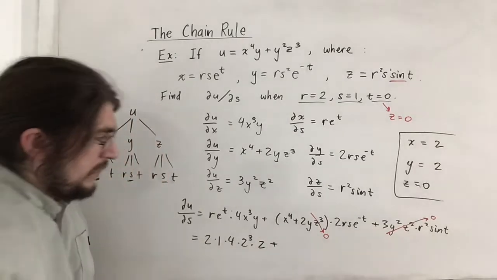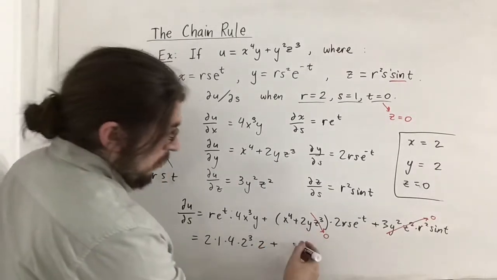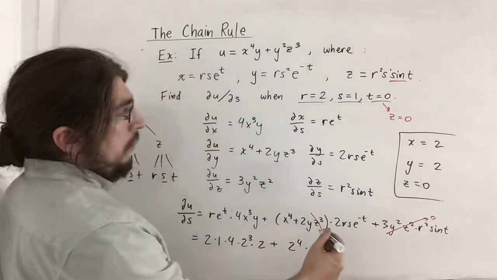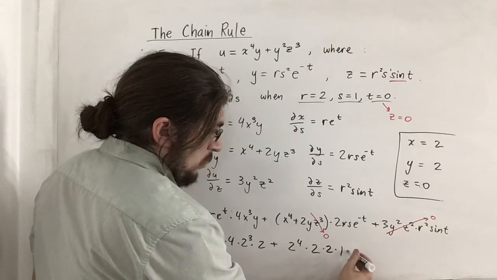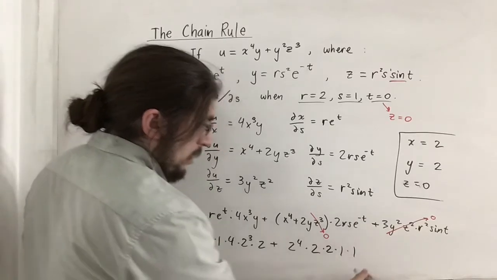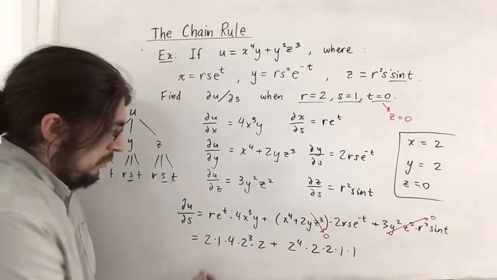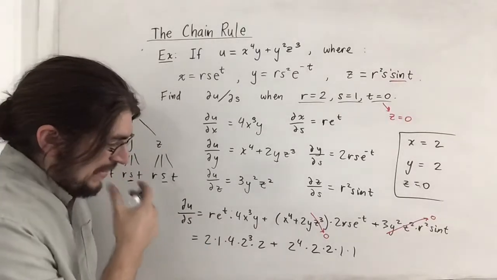Geez, it's kind of crazy. Plus x to the 4th, so that's 2 to the 4th, which is 16, times 2 times r, which is 2, times s, which is 1, times e to the 0, which is 1. Oof, okay, well, that's not that bad, actually. So let's multiply everything together here.